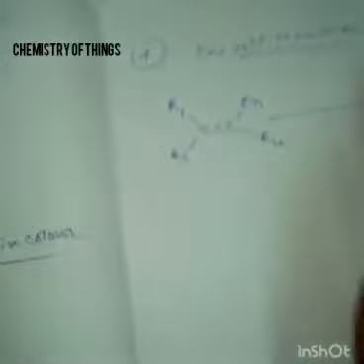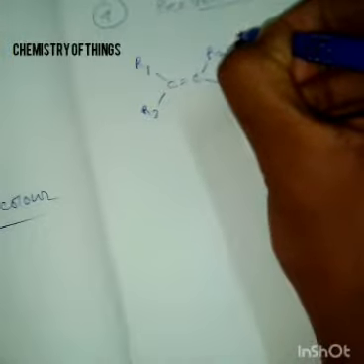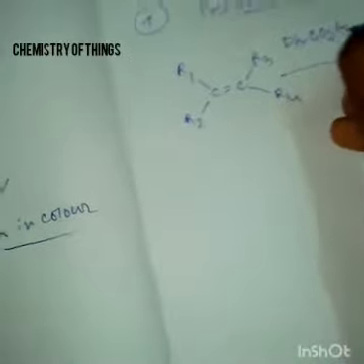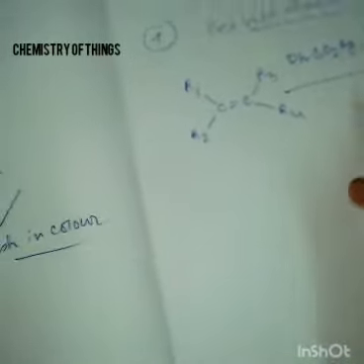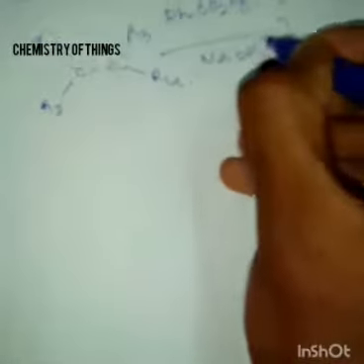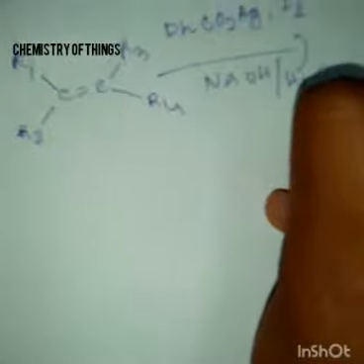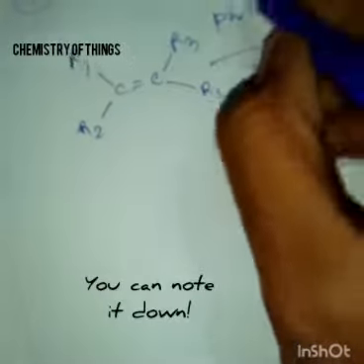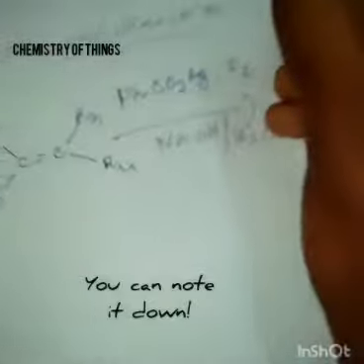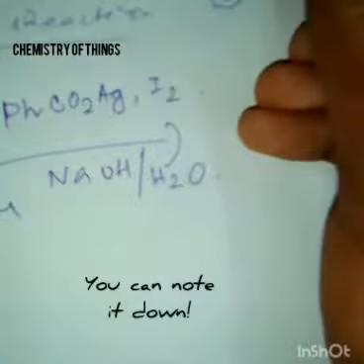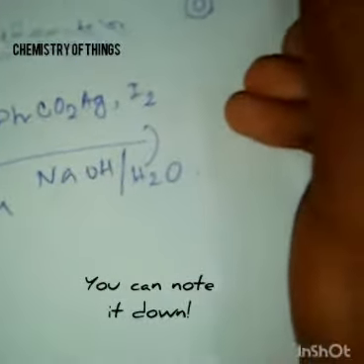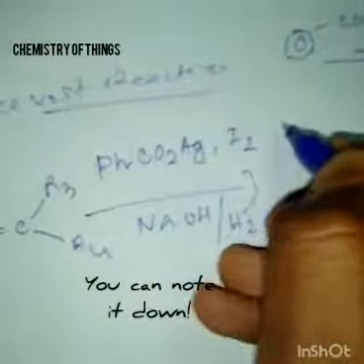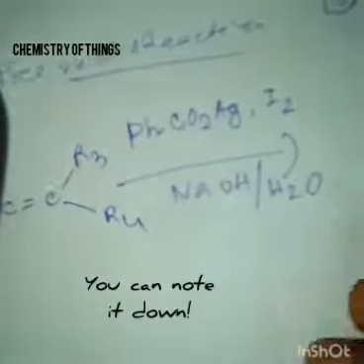So what we have out here is PhCO2Ag, I2 and then NaOH, H2O. Ph, we know what's Ph, phenyl group, COO. It's actually in a combined state, somewhat like this. Benzene, COO minus, Ag plus. And then I2, that's iodine, NaOH, sodium hydroxide, and then water.